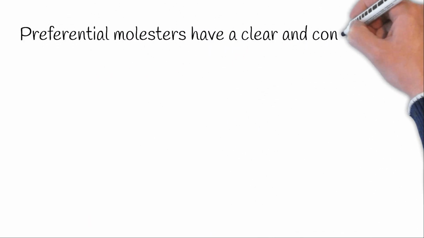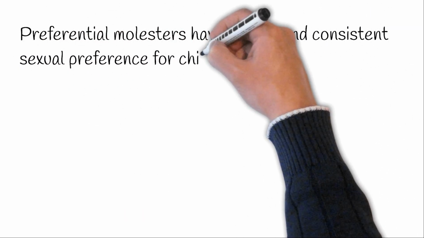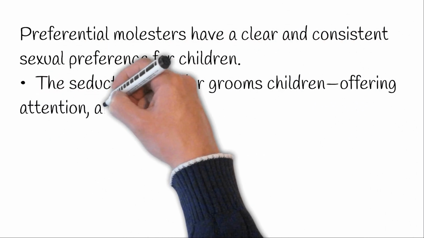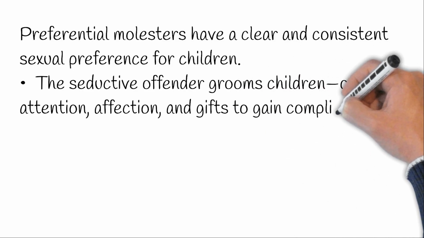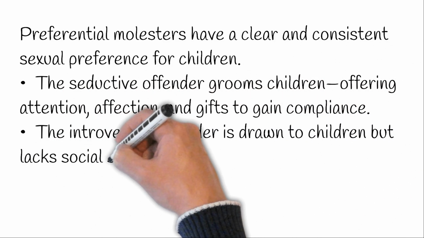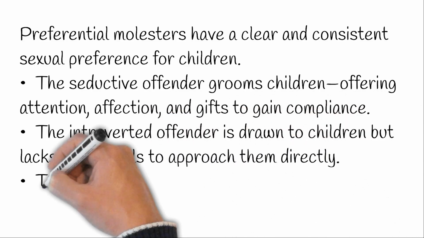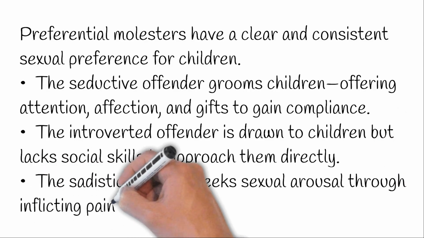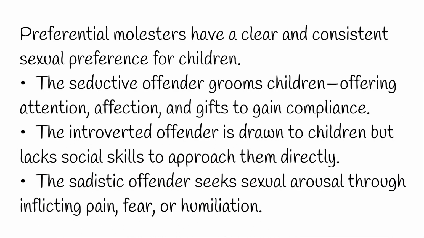Preferential molesters, on the other hand, do have a clear and consistent sexual preference for children. The seductive offender grooms children, offering attention, affection, and gifts to gain compliance. The introverted offender is drawn to children but lacks social skills to approach them directly. The sadistic offender seeks sexual arousal through inflicting pain, fear, or humiliation.